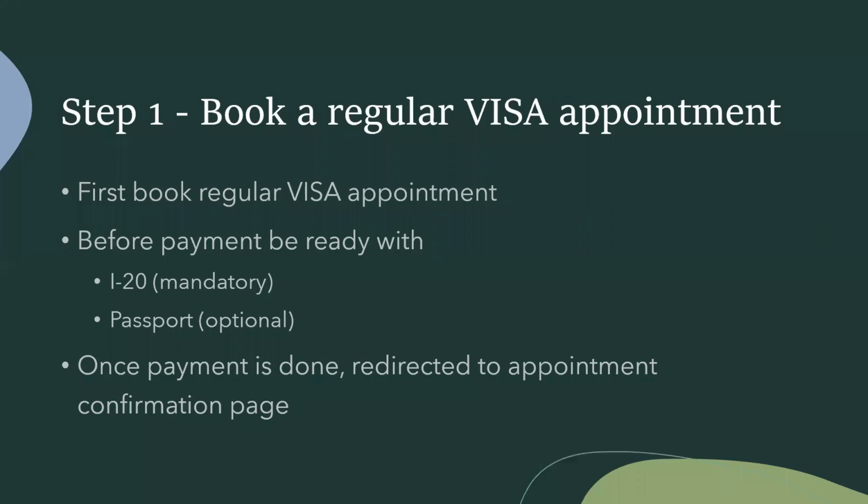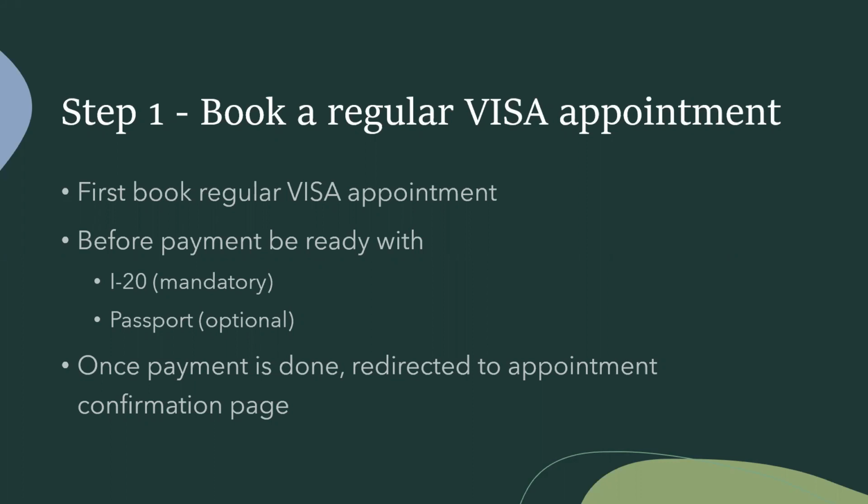So step one of this appointment would be first to book a regular visa appointment. Whatever the regular process is, you still have to follow it, and you also have to make a payment. Before doing the payment, make sure that you have your I-20 and passport ready with you. A digital copy of both of these documents is a must. In fact, I-20 is mandatory, that cannot be skipped. However, passport, if you have it, it's better to have. Otherwise, you can skip that.